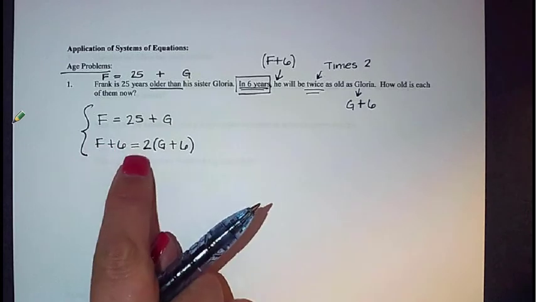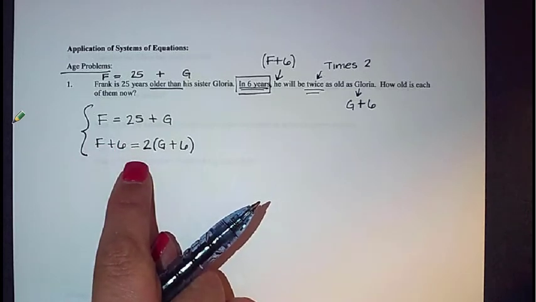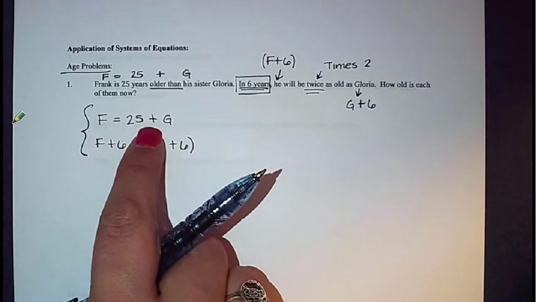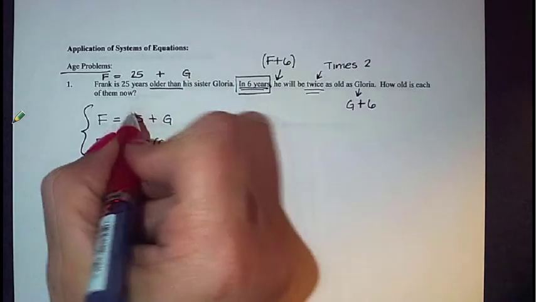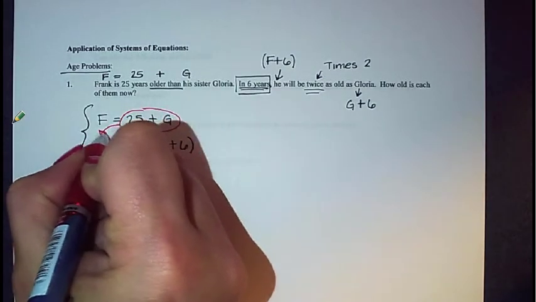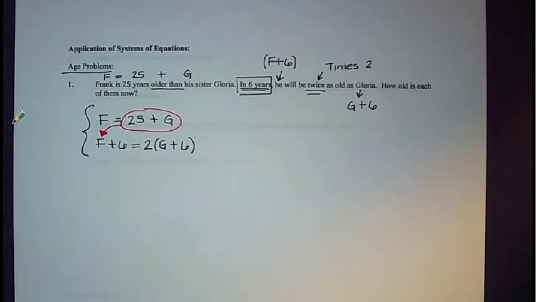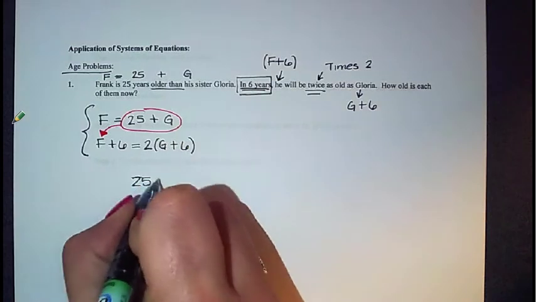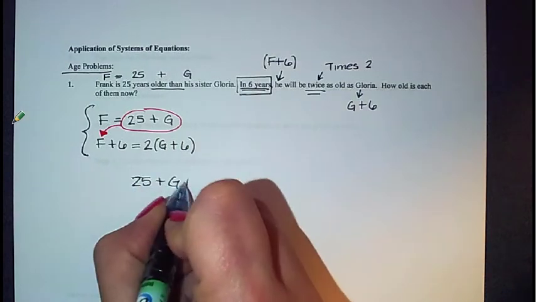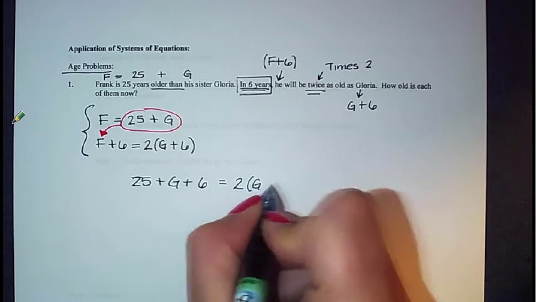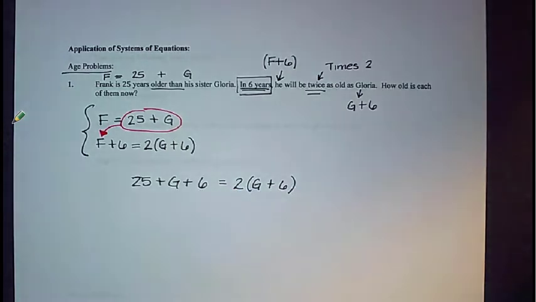However, this particular problem, if you'll notice, is already set up for substitution because you know that Frank is equal to 25 plus G. So all we have to do is take 25 plus G and substitute it in for Frank in our second statement. So we would have 25 plus G plus 6 is equal to 2 times G plus 6. And we're just solving for Gloria, or G.